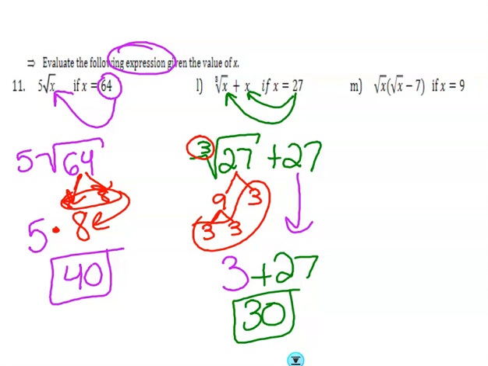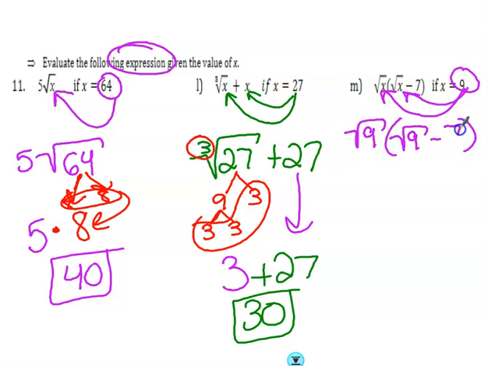Okay? All right, the last one, I'm going to plug 9 in and solve. So the square root of 9 times the quantity square root of 9 minus 7. What am I going to do? I'm going to deal with the radicals first. So the square root of 9 is 3. The square root of 9 is 3, and then 3 minus 7.